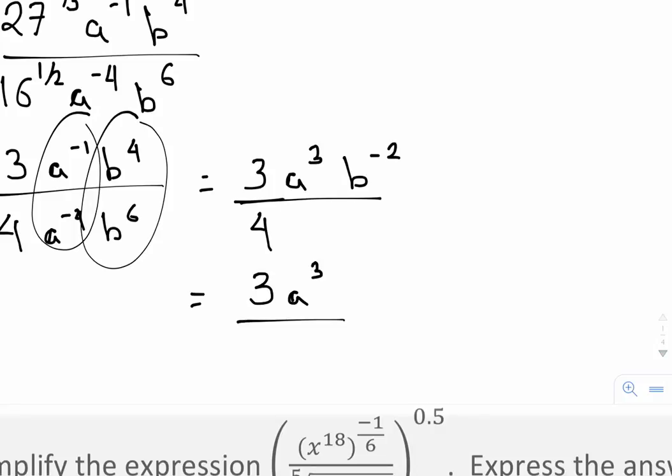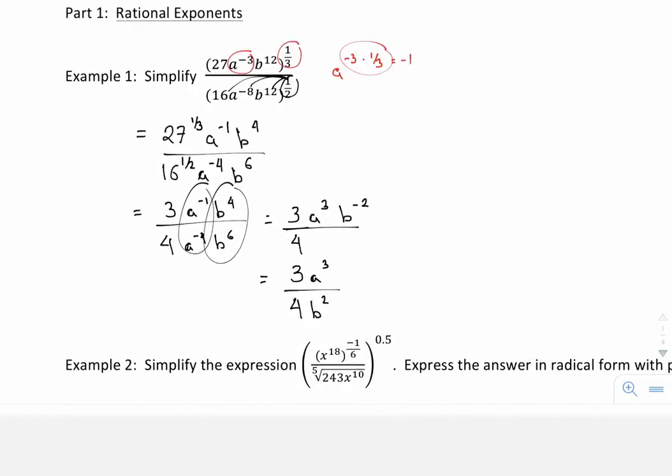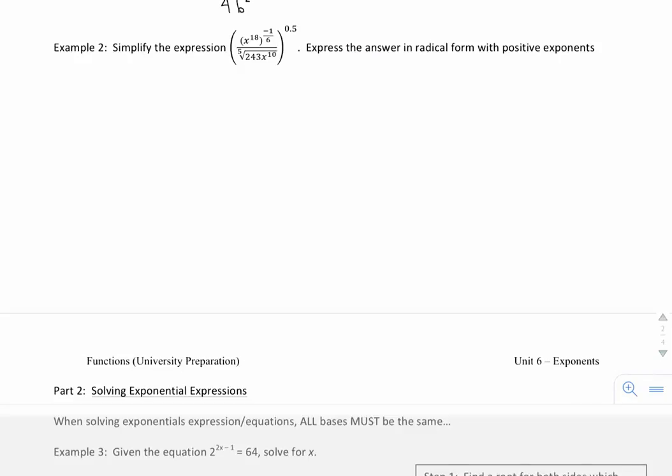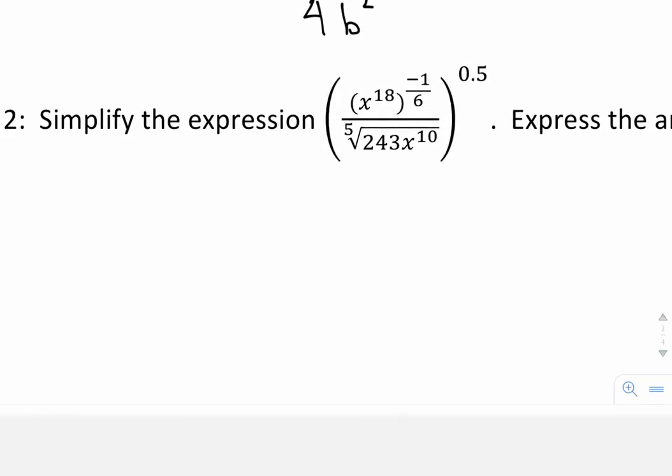I'm just going to rewrite this with a b term with a positive exponent. So there's your answer for example 1. Now in example 2, we're explicitly asked to simplify the expression and make sure that we express our answers in radical form with positive exponents. So let's take a look here.